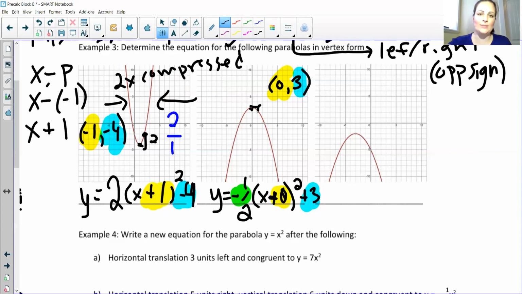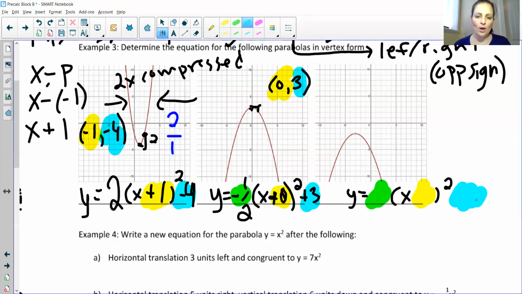All right, we have another expansion one. Give that a try. So y equals something, x plus or minus something squared plus or minus something. Lots of somethings going on here. So I'm going to add green.